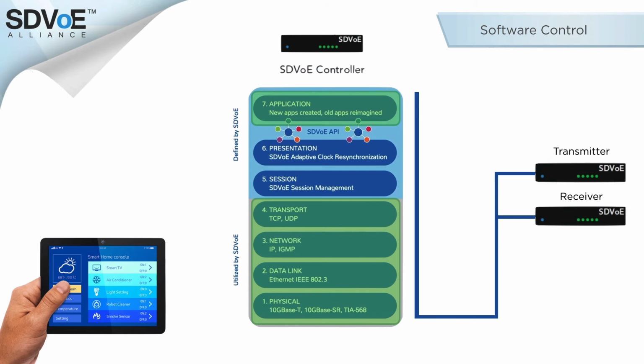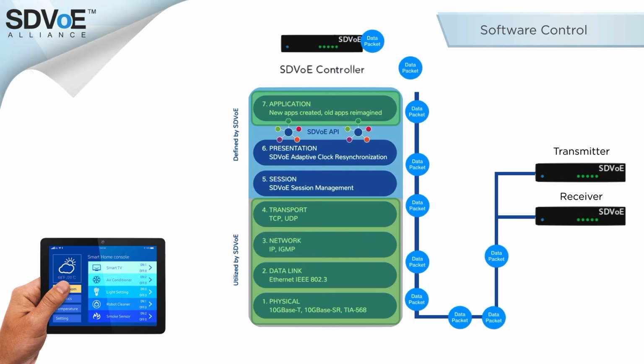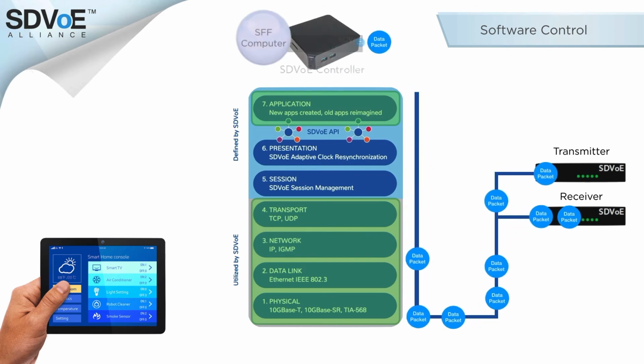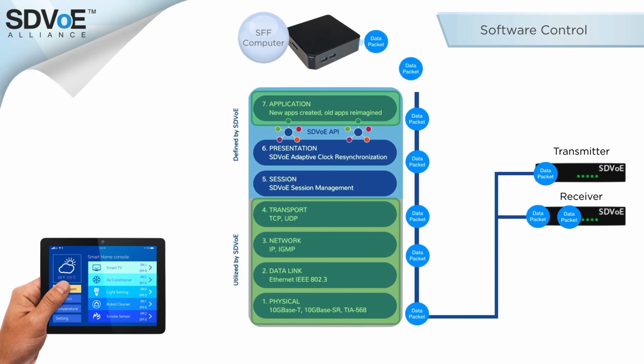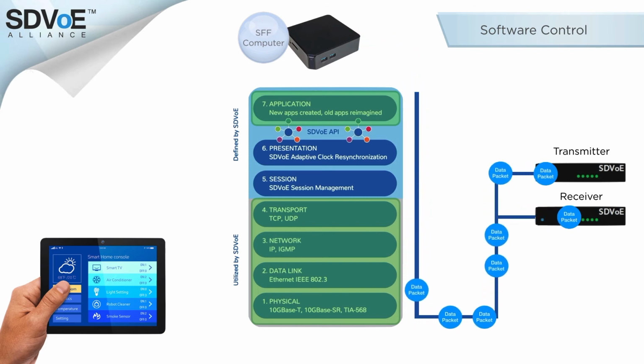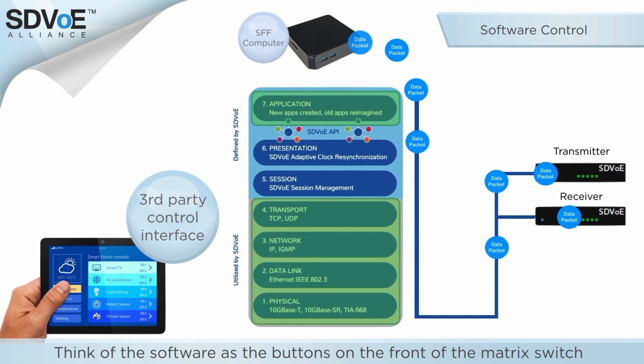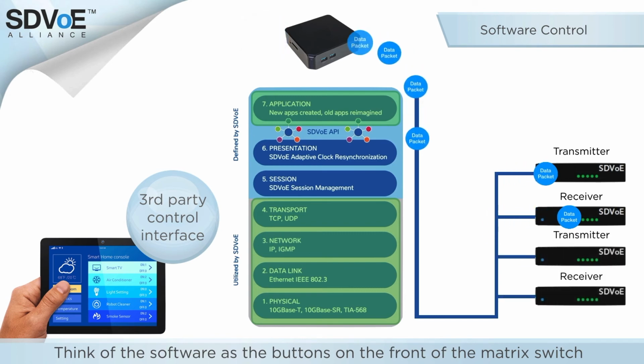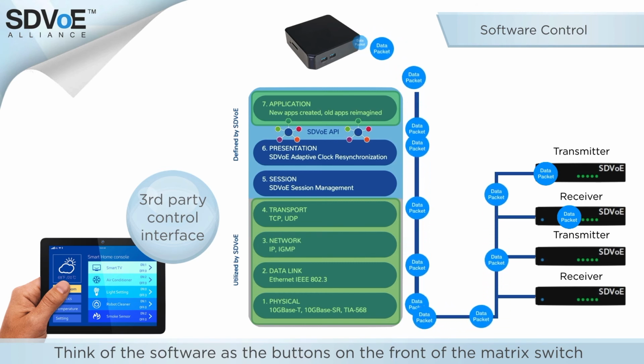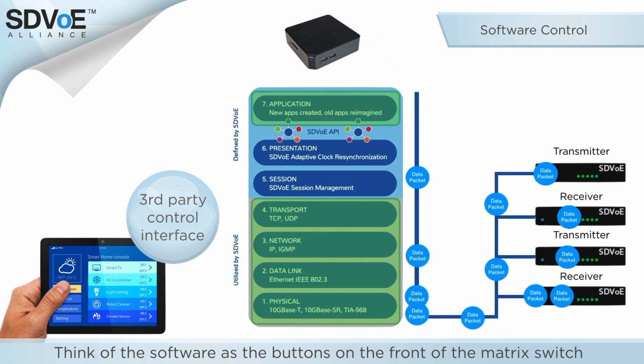There are a number of ways this can work. A popular choice amongst SDVoE manufacturers today is to place this software onto a dedicated small form factor computer, which lives on the same network as the transmitters and receivers. This computer then allows any third-party interface to control the endpoints. You could think of this software as the buttons on the front of a matrix switch, but because it's driven by software, it's far more powerful. Not only that, if you need to add more endpoints, you can. You don't need any more computers, you just need to make sure you have enough ports on your network.